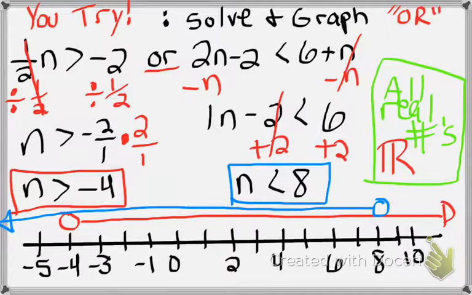So this was a slightly special situation because it was an OR. If this had said and, you don't have to write this down, it only would have included what was in the middle. But it wasn't, so we're not doing that.